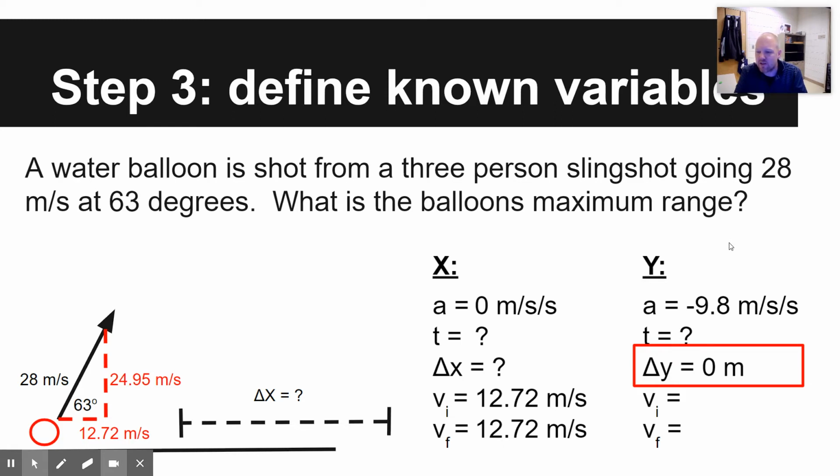If an object flies up into the air and then lands at the same height, the change in position is 0 in the y direction. It goes up, it goes down, but the net movement is 0.